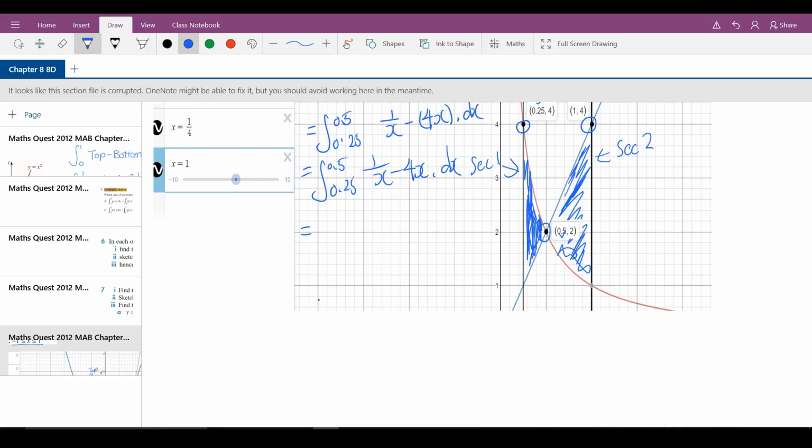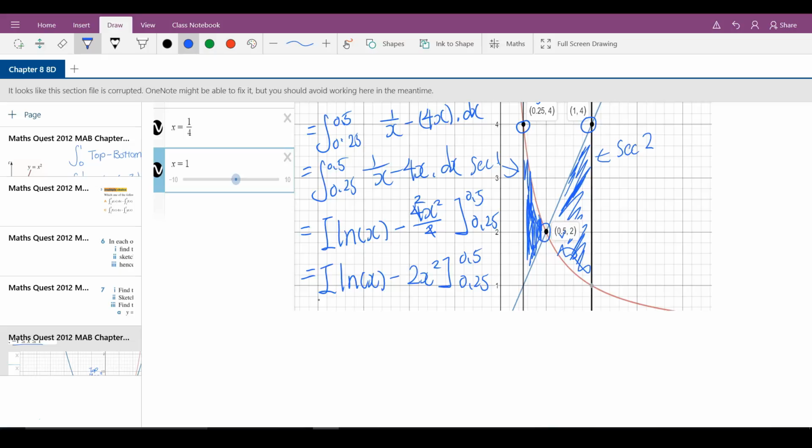Let's start integrating. Integrate 1 over x. What do we get? We get ln x, minus 4x squared over 2, which is just 2x squared. And then put our domain over there. Okay, let's write it neatly. ln x minus 2x squared, and then 0.25, 0.5.